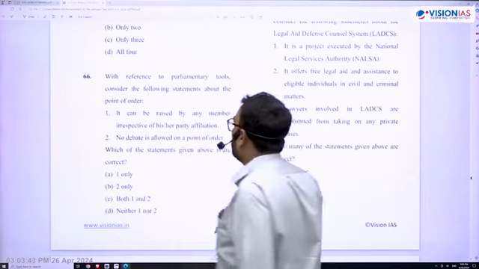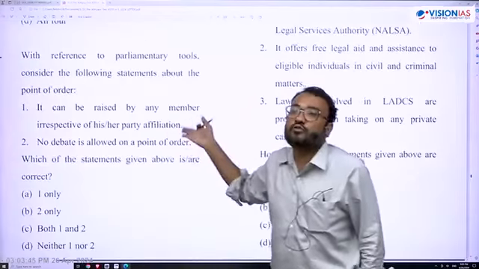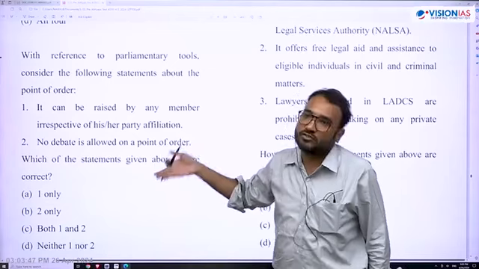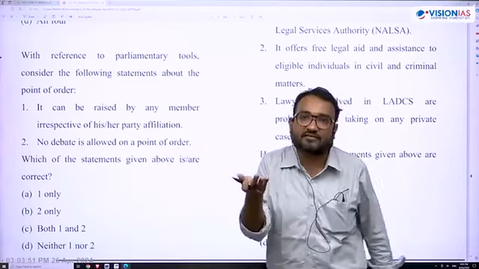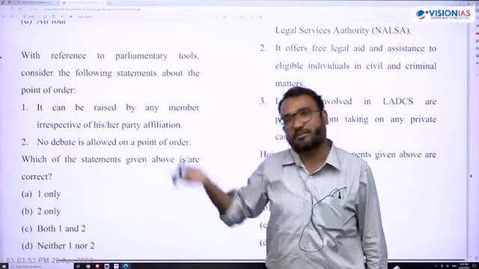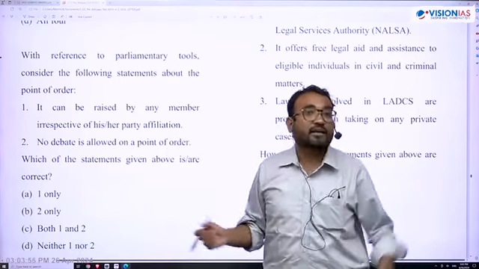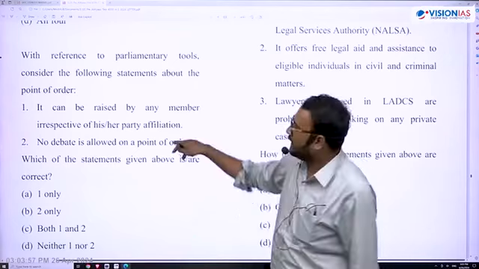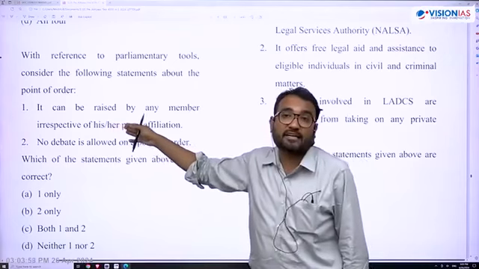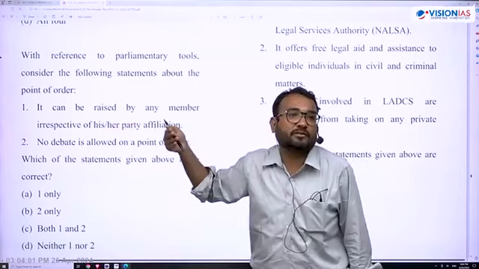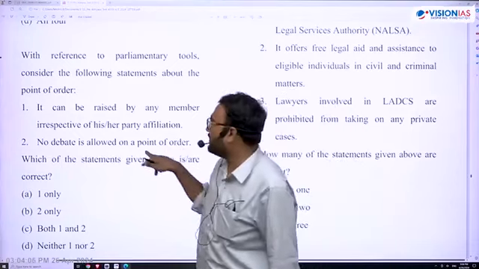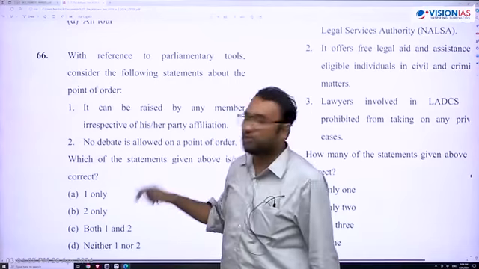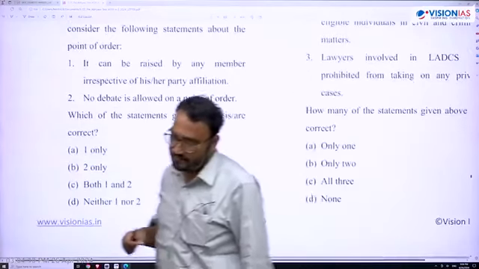Okay. So it can be raised by any member. Usually raised by the opposition, but I said this, कि there is no such rule, it can be raised by any, but practically I have seen this being raised by the opposition, but you know, I said in the beginning only, कि ऐसा कोई rule नहीं है. Okay. Just because tomorrow UPSC can ask a question, it is usually raised by an opposition member, then it would be a correct thing, but there is no such rule, anybody can. No debate is allowed on a point of order, absolutely correct, so we'll settle for 66 ka C.